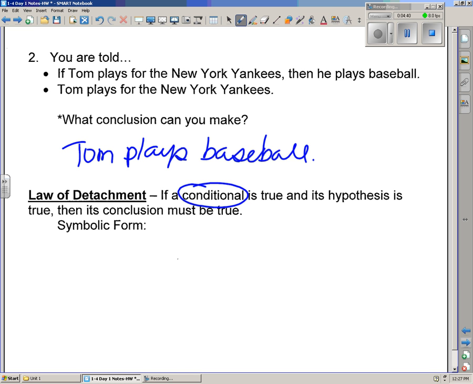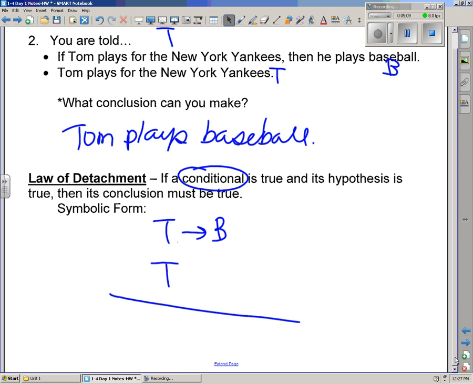Why don't we say for Tom playing baseball, let's do T for Tom plays for the Yankees, and then B for baseball. And then Tom plays for the New York Yankees. Again, we're going to keep that as T. So what we would say then is if Tom plays for the New York Yankees, then he plays baseball. You know that that's a fact. You also know for sure that Tom plays for the Yankees. Well, therefore, what you conclude is that by the law of detachment, Tom must play baseball.